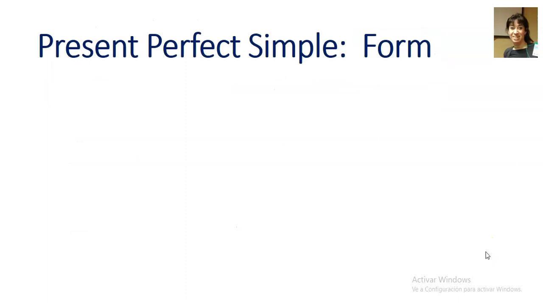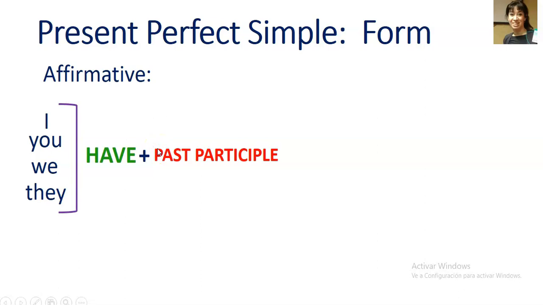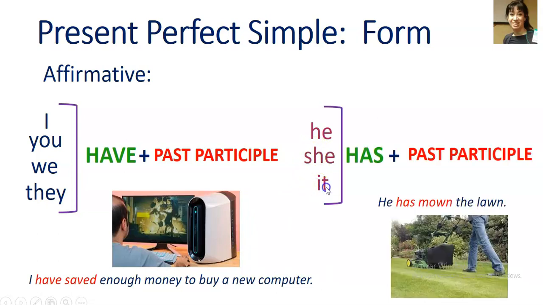What about the present perfect simple form? As you may have already noticed, in the affirmative, I, you, we, and they is followed by have plus the past participle. For example, I can say, I have saved enough money to buy a new computer or a gaming PC. He, she, and it is followed by has plus the past participle. For example, he has mown the lawn.